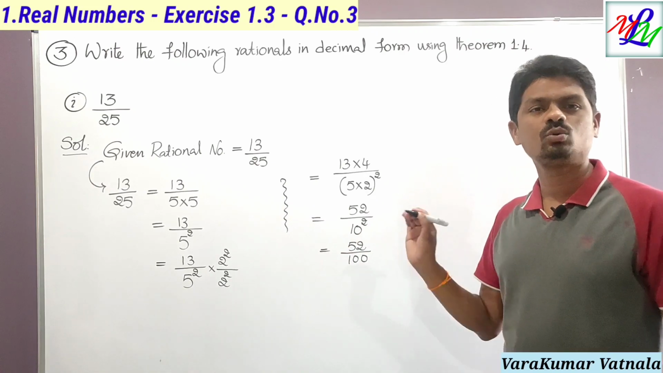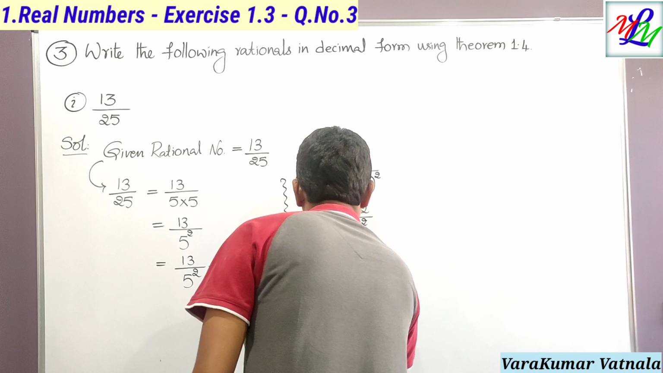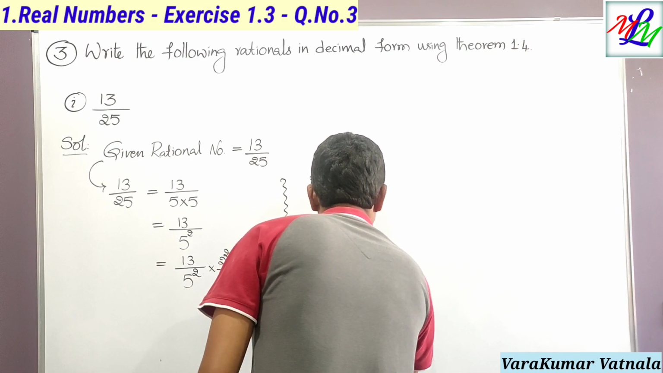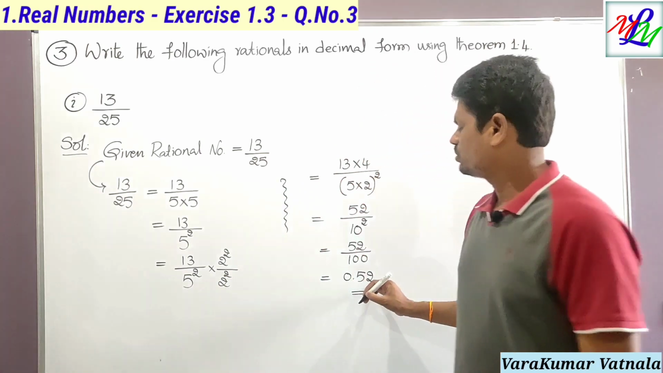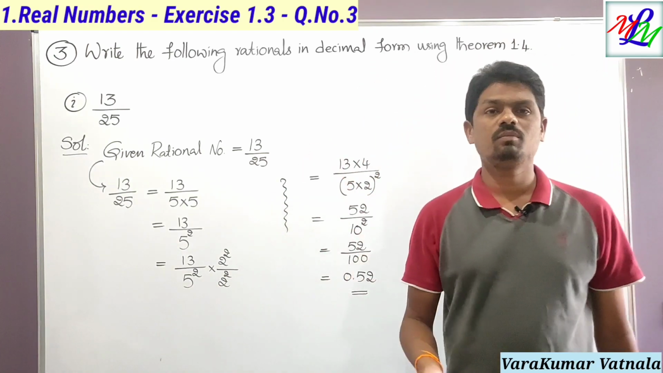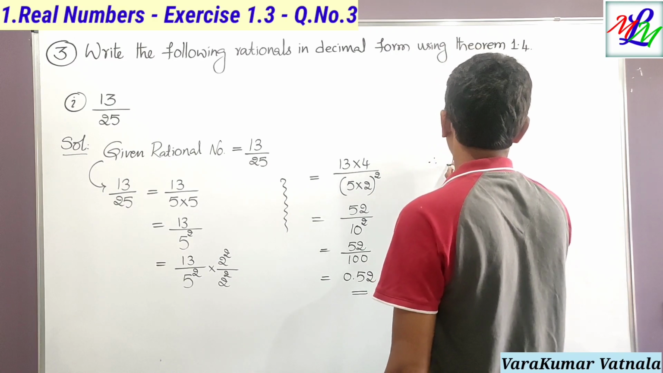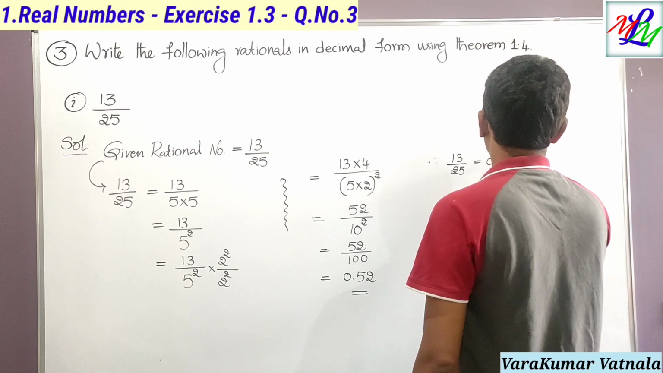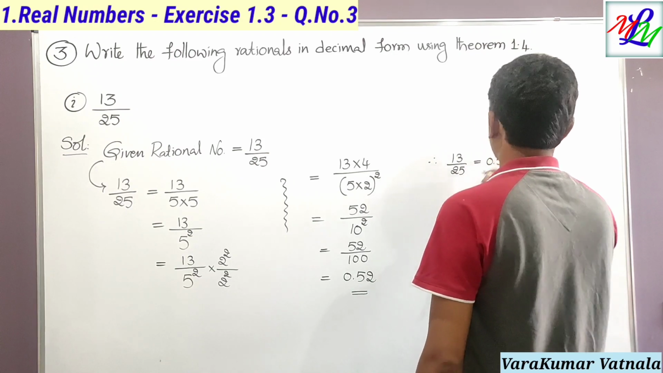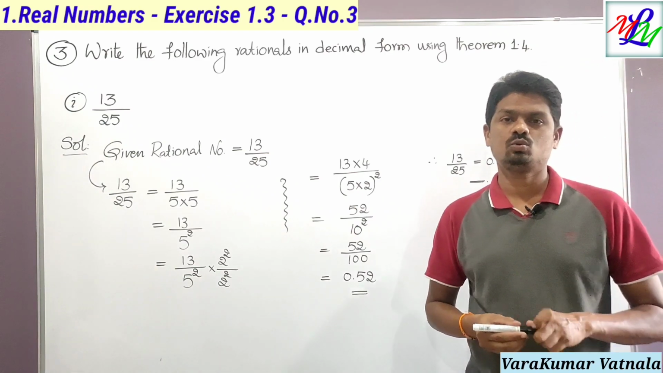Now it is very easy to write the decimal form. So here, how can we write? 52 by 100 is equal to 0.52. So this is the decimal form of 13 by 25. Therefore we can write 13 divided by 25 is equal to 0.52. So this is the decimal form of the given rational number, student.